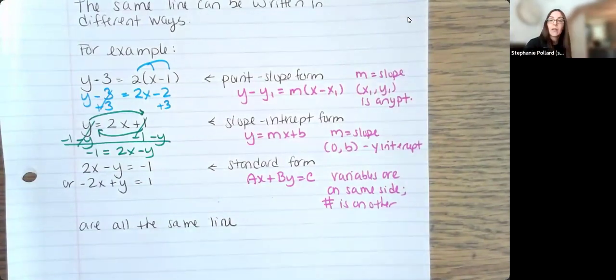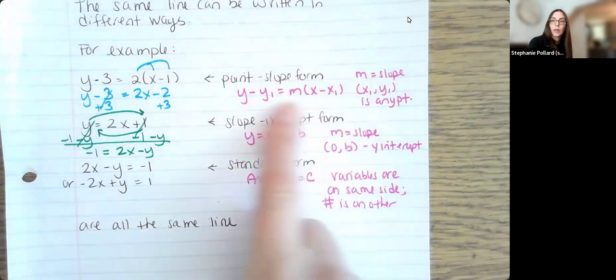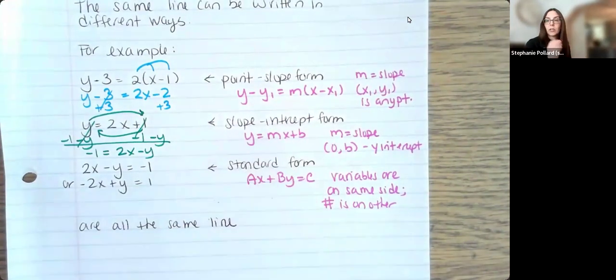And again, they each have their pros and cons. I would say that slope-intercept tends to be our most popular. We really love slope-intercept because it gives us a lot of information right away. It gives us the slope and the y-intercept. It's easy to graph. It's easy to find a lot of information really, really quickly. So that tends to be the favorite.